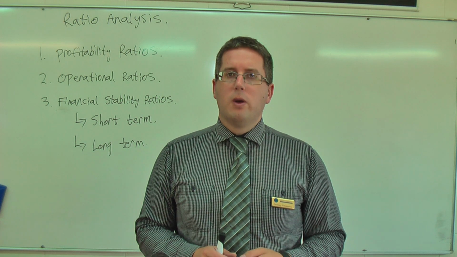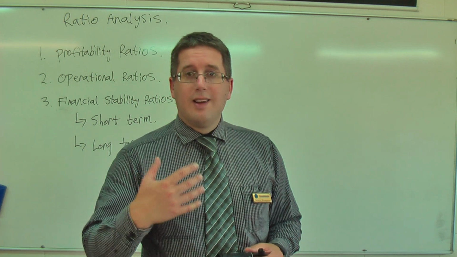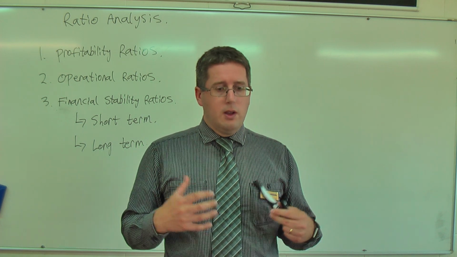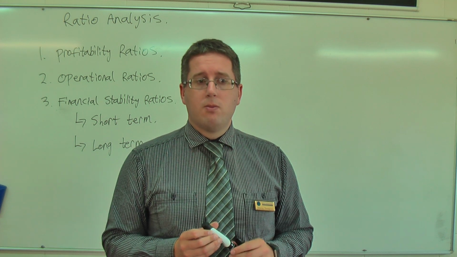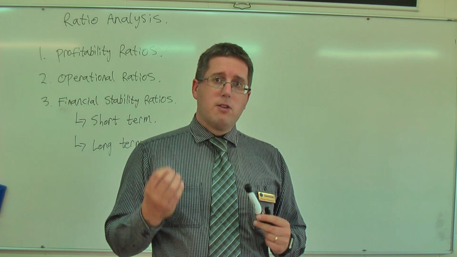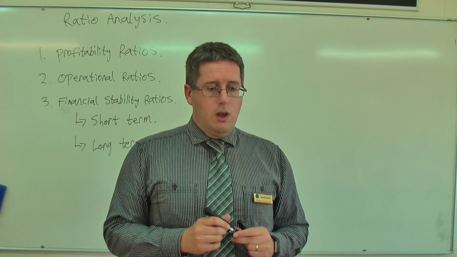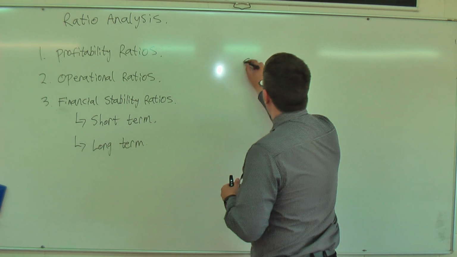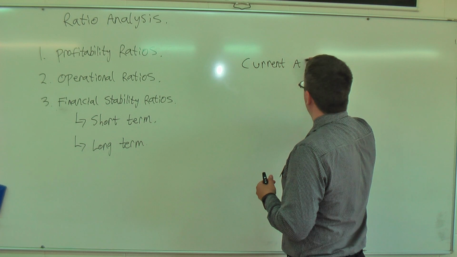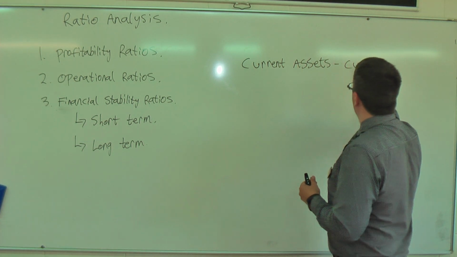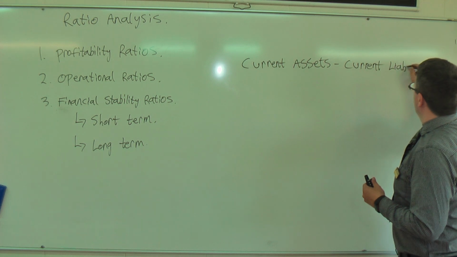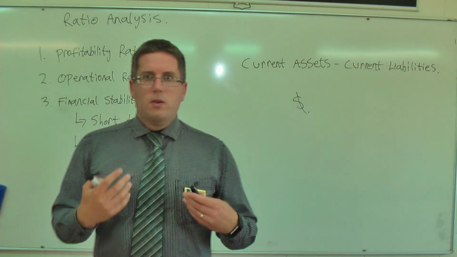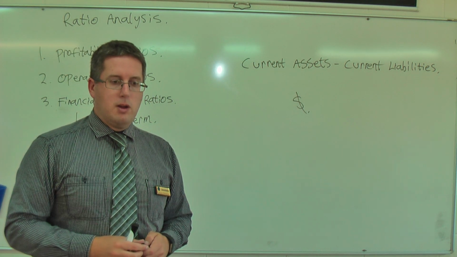Okay, so the short-term ratios. These look at liquidity. So another little term, liquidity, just means how well things can turn into cash or become liquid. So if something is liquid, it is cash. So we have 3. The first one is working capital. Working capital is current assets minus current liabilities.